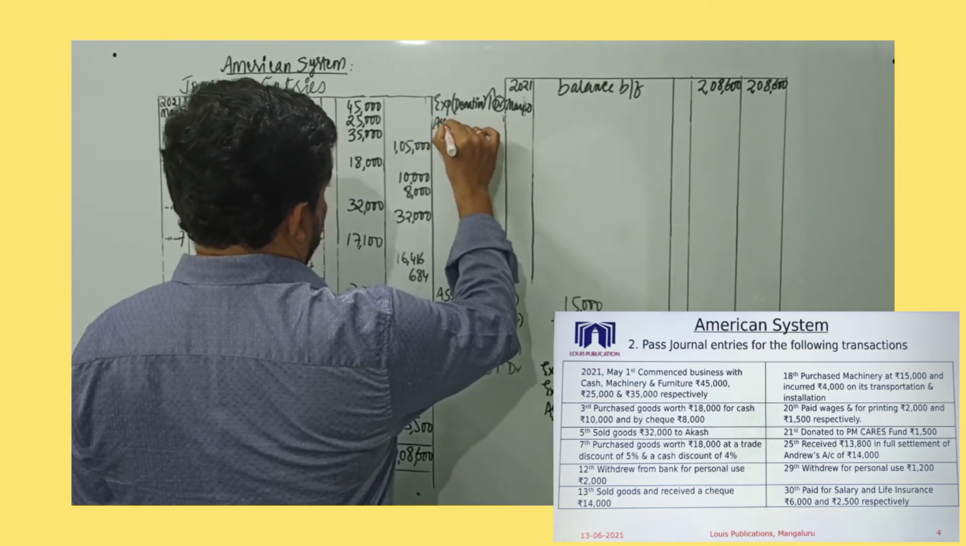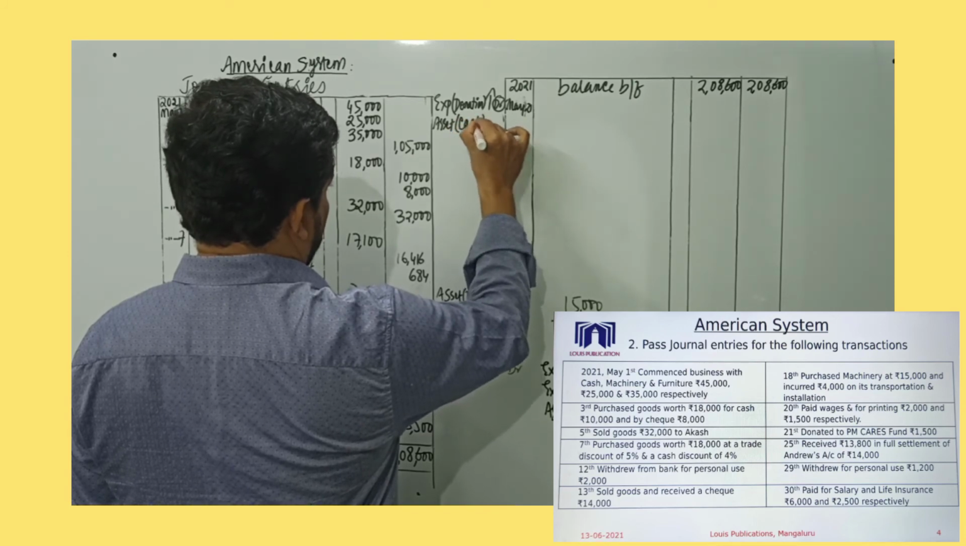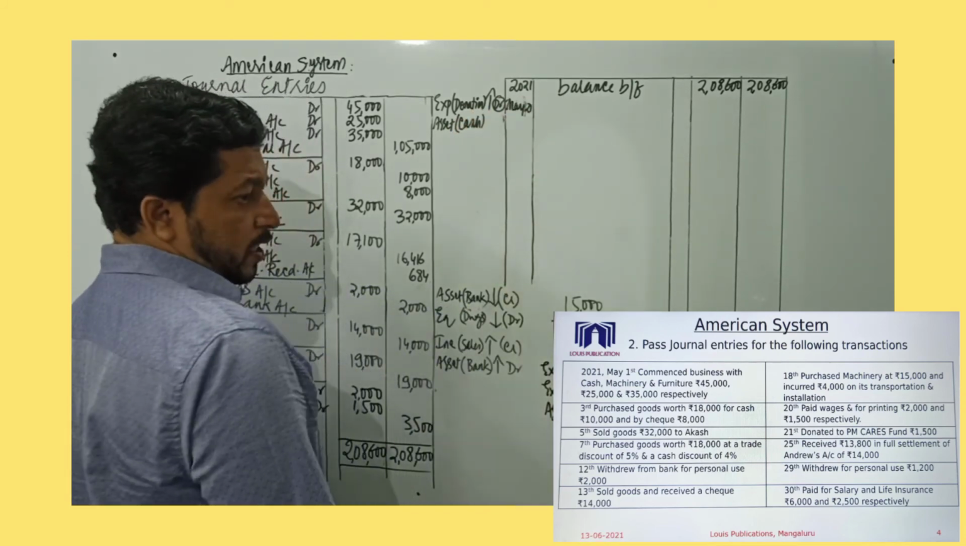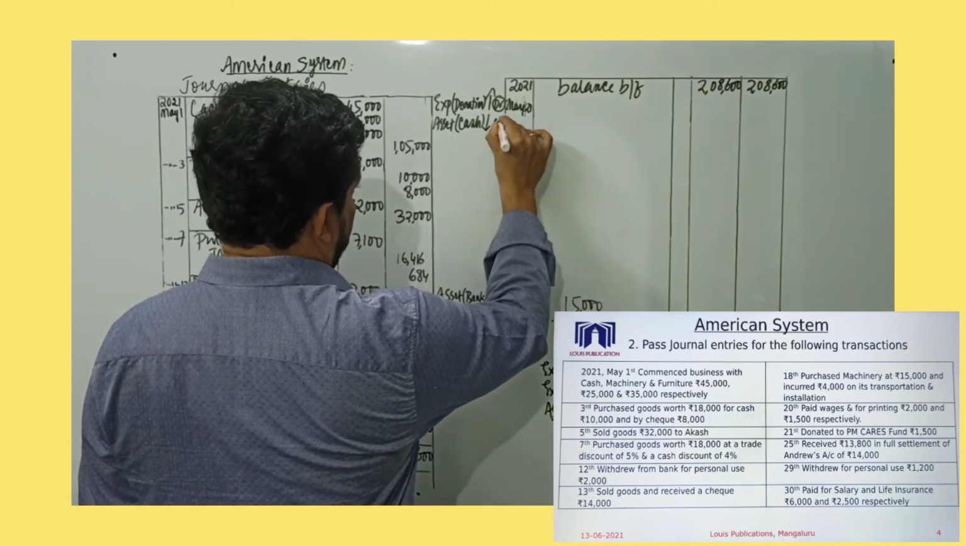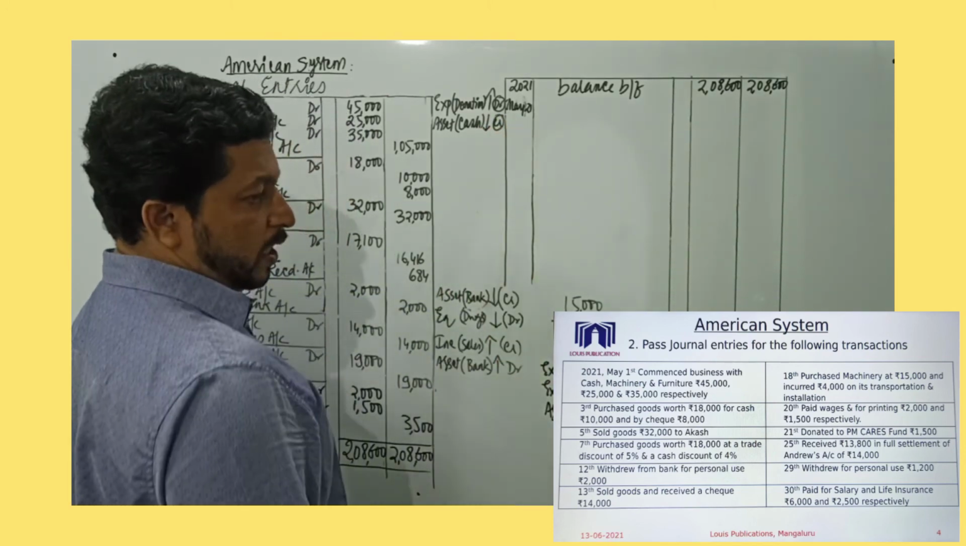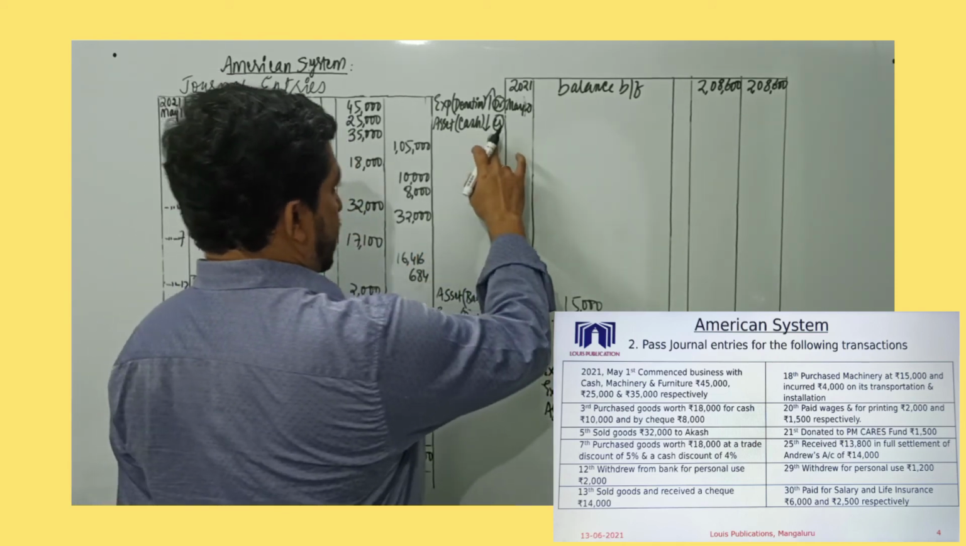So next is asset. You are going to pay donation basically in cash or through check, whatever may be the case. Since the amount is less than 2,000, I am taking cash. So asset value decreases because when you are donating, cash is going out. So decrease in asset is a credit.